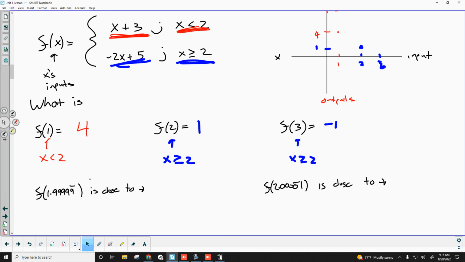Now you might be thinking, oh, that's like 2, but it's not. It's a little bit less than 2. This is a number that's less than 2. So I would plug in this number into this piece, the top piece, the x plus 3 piece. Now, you might be thinking, oh, okay, 1.9999 plus 3, that's going to be like 4.99999. But like, that's what I'm asking you. I'm not asking you like what it equals. I'm asking, what is it close to? Like, what is it approaching?